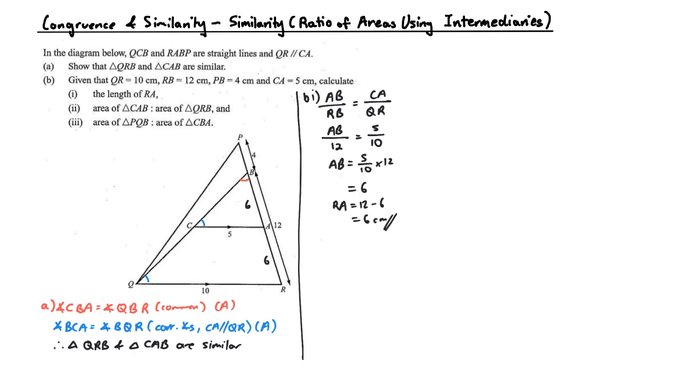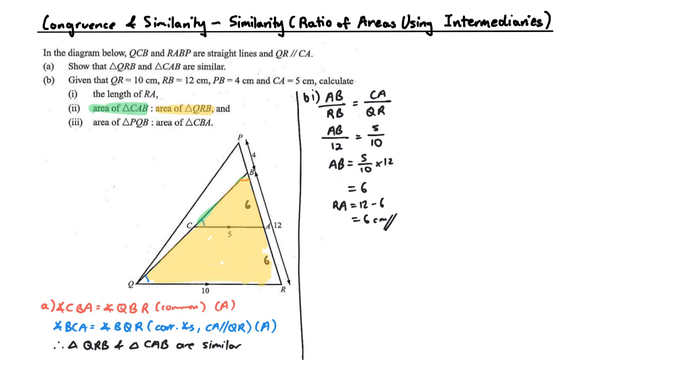Okay, so that's the answer for B part 1. Next, they ask you to find the area of triangle CAB, which is this one over here, or the ratio of the area of triangle CAB to the area of triangle QRB. QRB is the big one. So we can use similarity to solve this.